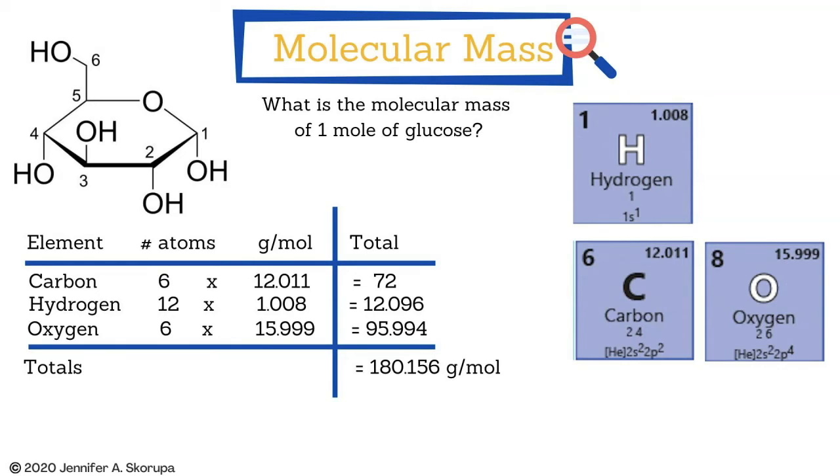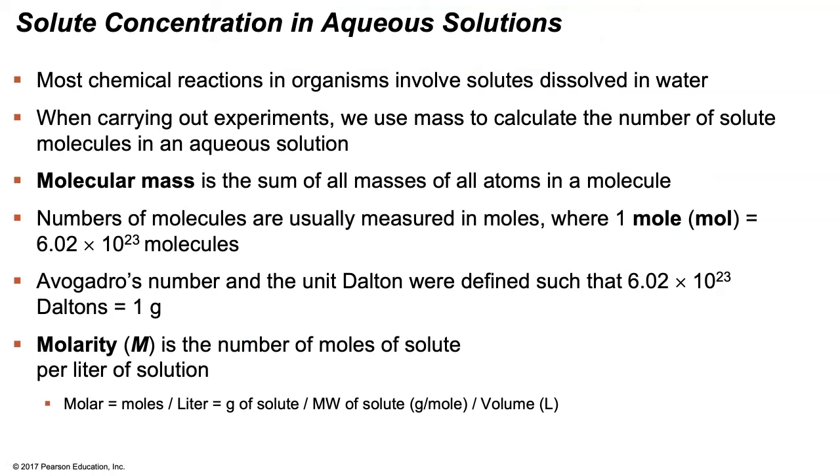6 times 12 equals 72 grams per mole. 12 hydrogens times 1 gram per mole equals 12 grams per mole. And 6 oxygens times 16 grams per mole is 96 grams per mole. Sum these numbers to reach a total molecular mass of 180 grams per mole for glucose. So 1 mole of glucose, that's 6.02 times 10 to the 23rd molecules of glucose, has a mass of 180 grams.